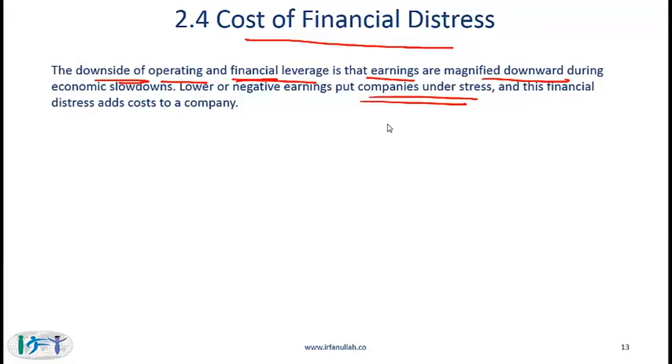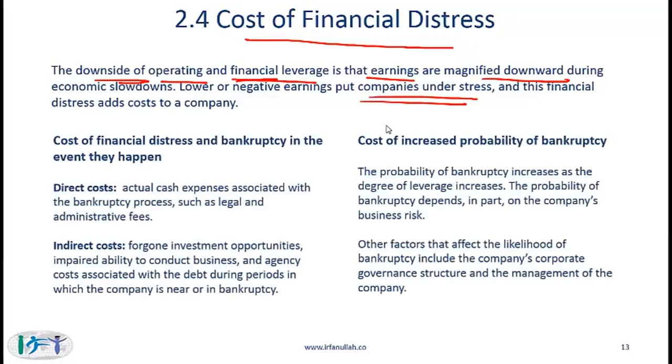When a company heads towards financial distress, and when a company gets to financial distress, there are costs associated with that. So what are those costs? We can think of two broad components, 1 and 2. The first one is the cost of financial distress and bankruptcy in the event that they actually do happen. So if bankruptcy does happen or financial distress does happen, then we have some direct costs and some indirect costs. What are the direct costs? These are the actual cash expenses associated with the bankruptcy process, such as legal and administrative fees. So that's an obvious cost.